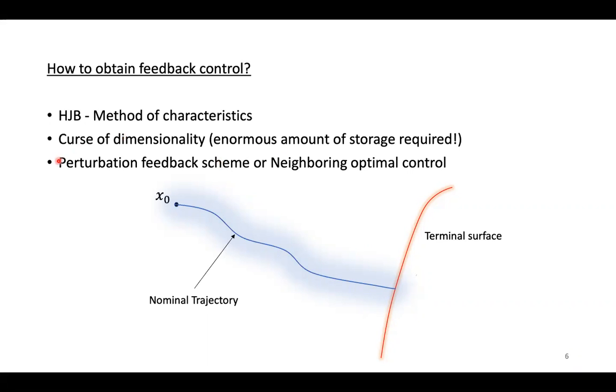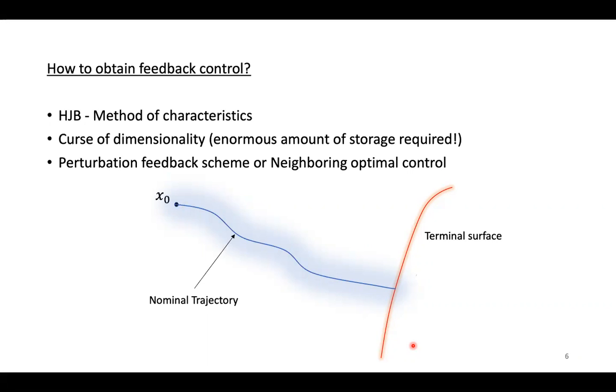Instead of solving for a value function which captures the information regarding what you have to do over the entire state space, you would look at what is called the perturbation feedback scheme, or what is called the neighboring optimal control. The idea here is, given the original optimal control problem with the initial condition x naught and the terminal surface, you can solve the optimal control problem using, let's say, the traditional direct or indirect methods, which I think Professor Kotaria had introduced.